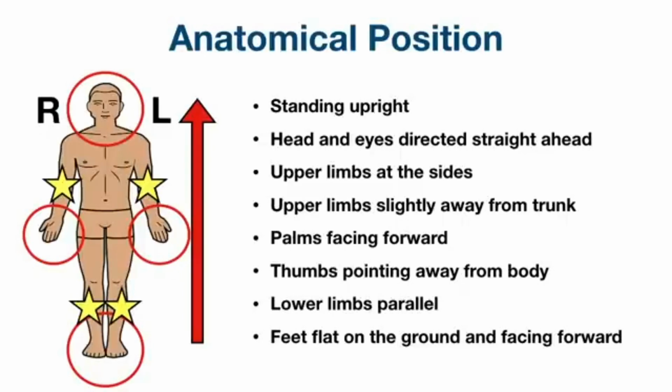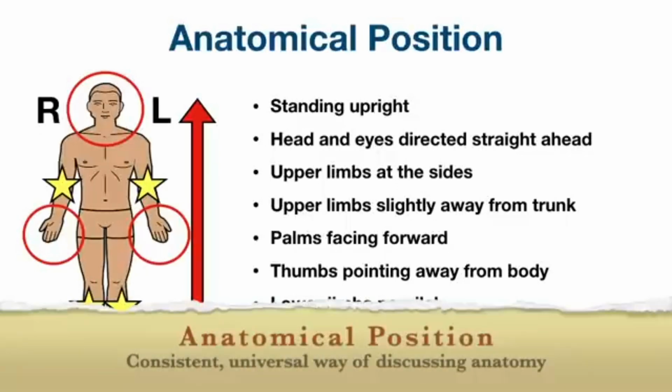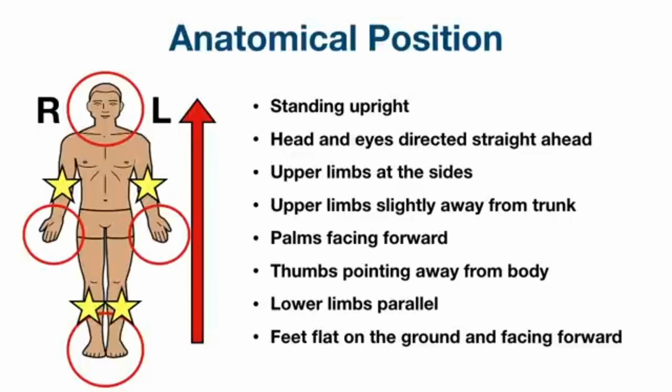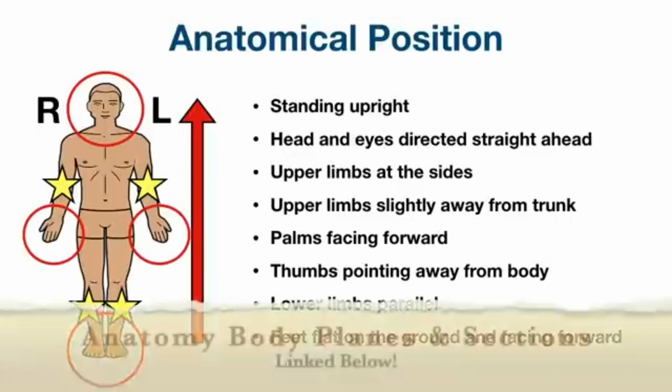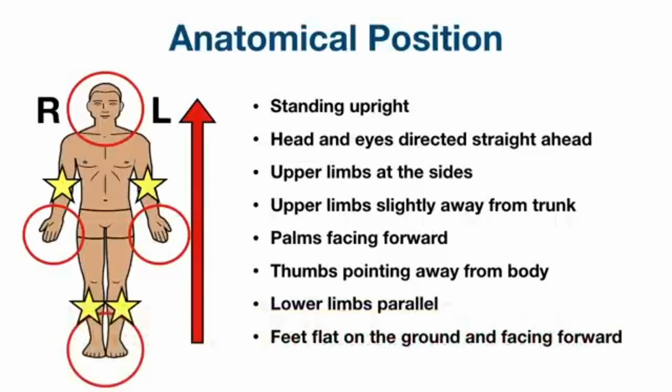Finally, right and left refer to the patient's right and left side as indicated by the R and L. So if you were looking at the patient, the right side would be your left side and the left side would be your right side. The anatomical position gives us a consistent universal way of discussing anatomy, and it creates clear reference points as we go through the different anatomical terms. For more information on the anatomical position, make sure to check out the previous video on body planes and sections because that goes into more detail. It'll be linked down below in the description.